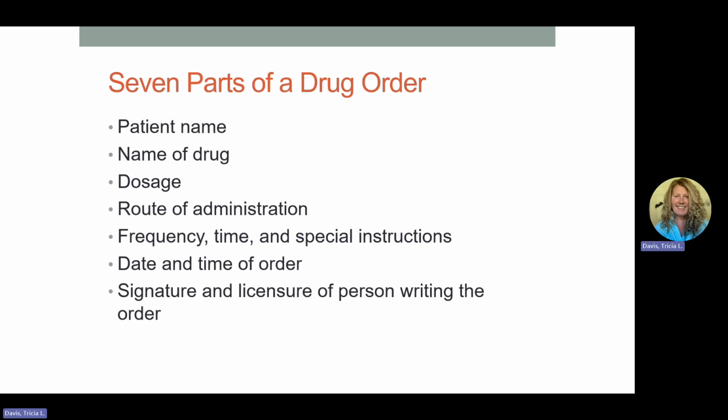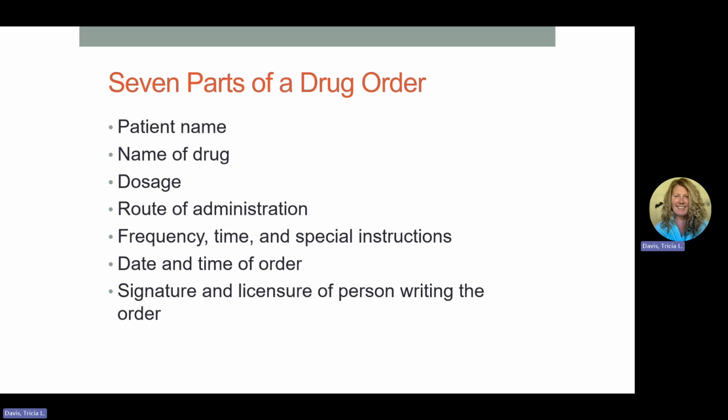All right, so we also have to know when a doctor gives us a drug order for a medication, we have to make sure that it has all the right components to it necessary, or we won't be able to give this medication. So typically we want you to be aware that there are 7 parts of a drug order, and you also need to know this for your exam. So what are those 7 parts? So first and foremost is going to be your patient's name. We've got to know who this medication is intended for.